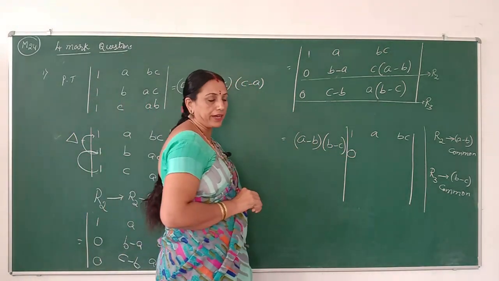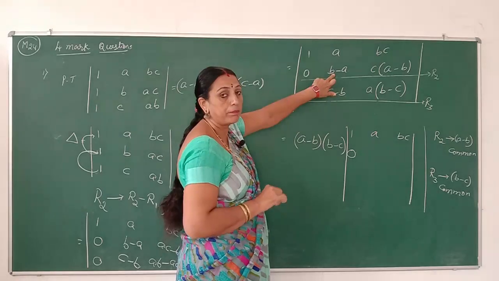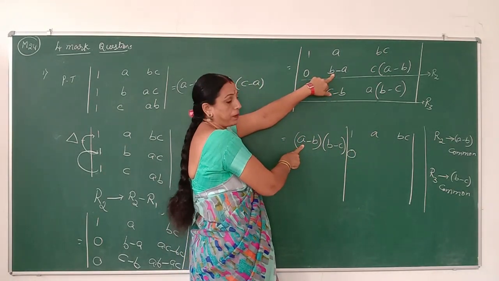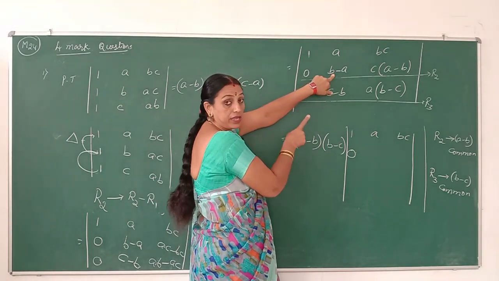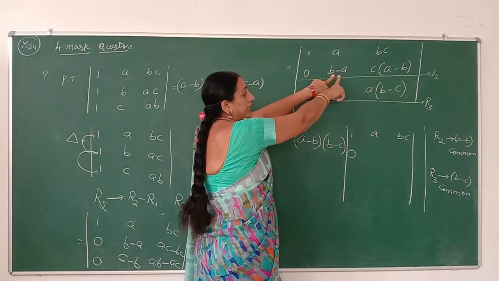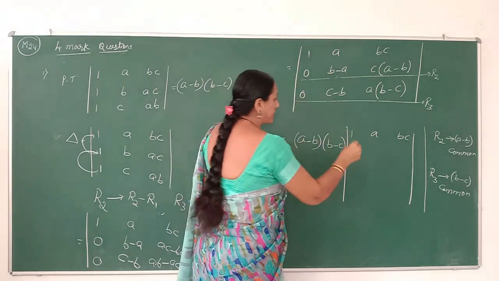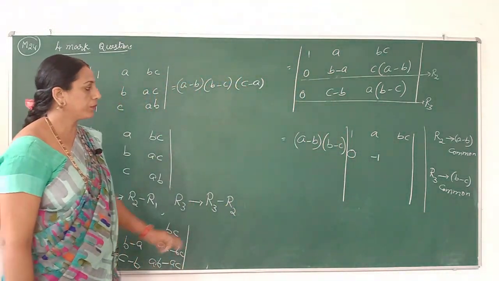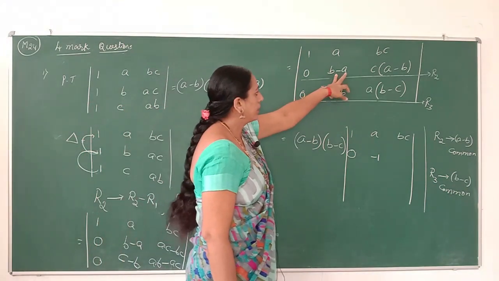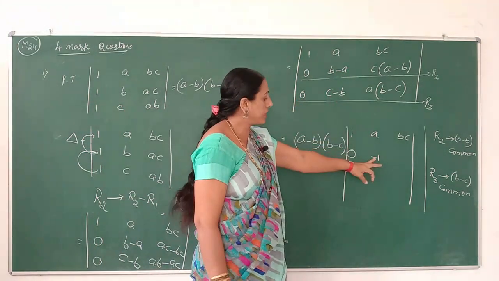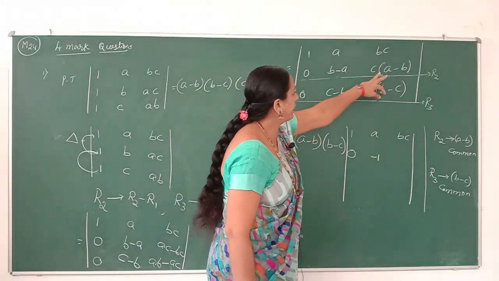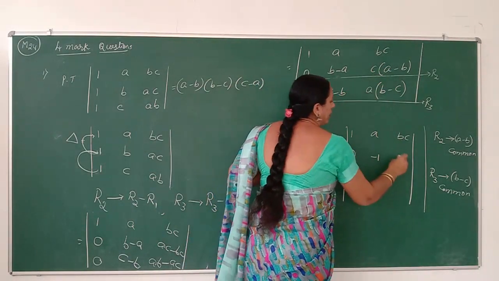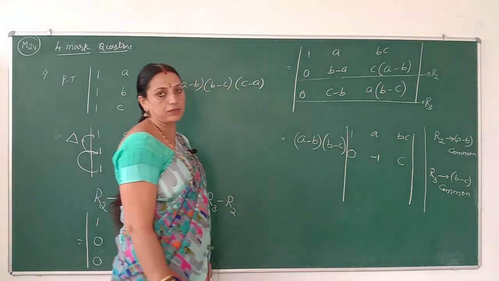0 remains as it is again. The next element is B minus B. But our common factor is A minus B. In the second row the common factor is A minus B. The second element is B minus A, therefore it's a multiple of minus 1. After taking B minus A as a common factor, the remaining element in the second place is minus 1. And in the third element, in terms of A minus B as a common factor, the remaining is called C.